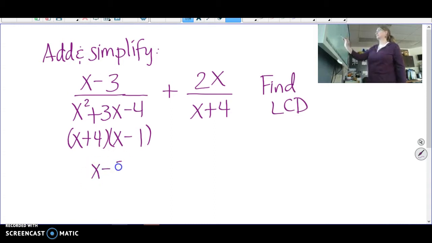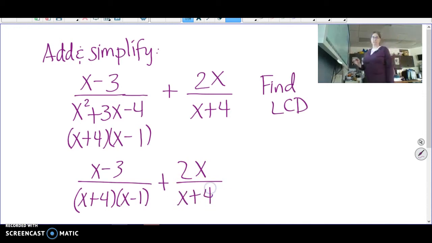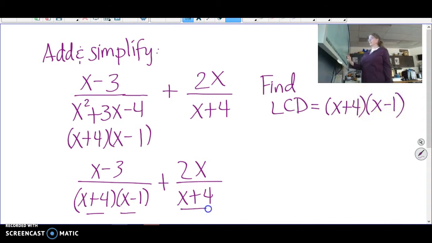I'm going to rewrite that. I have x minus 3 over x plus 4 times x minus 1, and I'm going to add to that, on the right side, 2x over x plus 4. We have to have every factor show up in the least common denominator to the highest power. Over here we have an x plus 4, that needs to be part of my denominator, and we have an x minus 1. And on the right side, we have an x plus 4, but we already have that in our denominator, so I don't need to put that in there again.